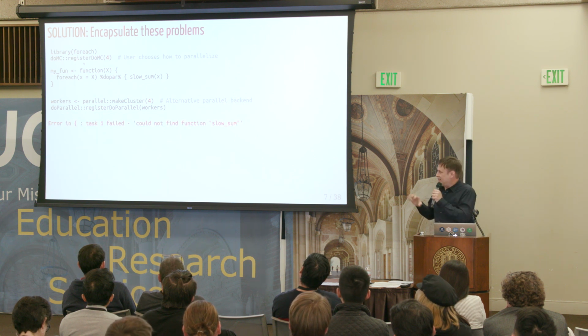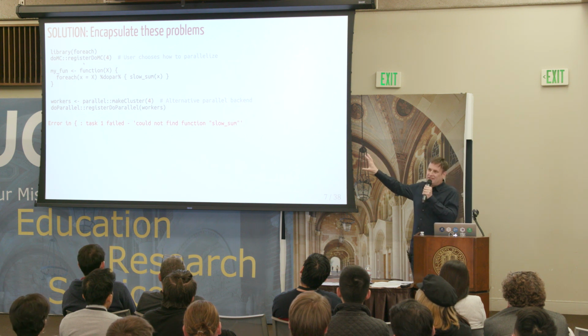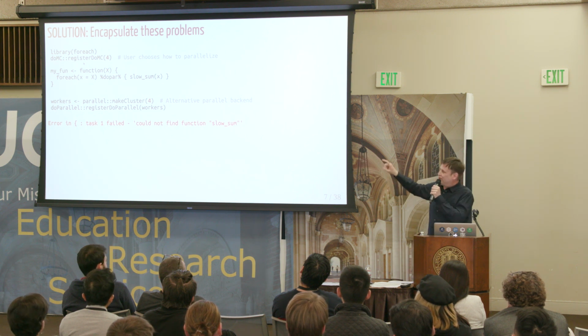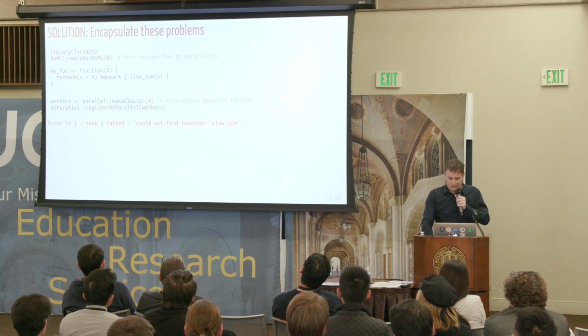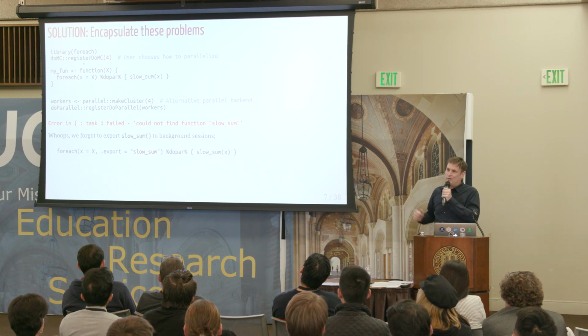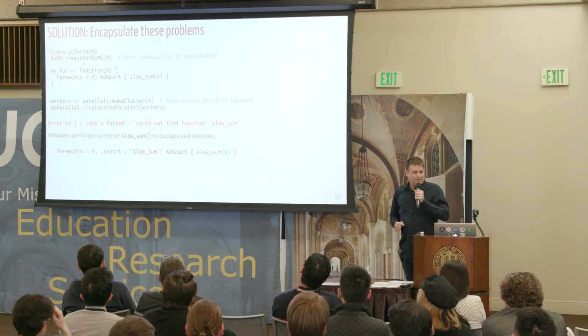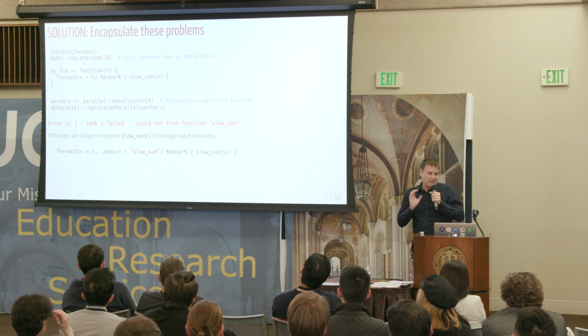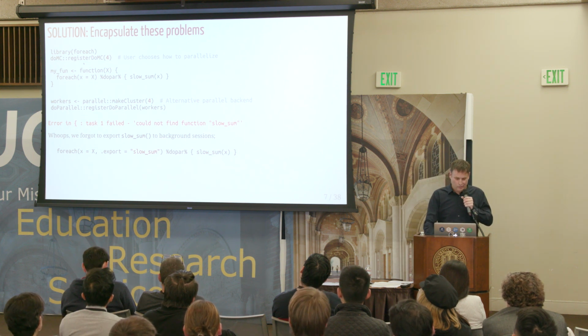Unfortunately, there are some hiccups here. You're probably going to see this error because the developer forgot to say that you need slow_sum too. So that's the proper way to write that code. Okay, but the idea of foreach is very beautiful and it works well.